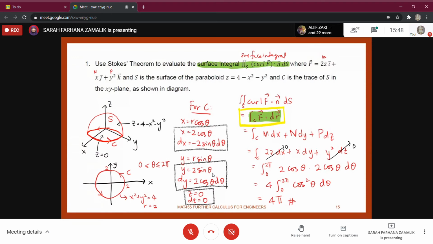Direction dia mesti counterclockwise. Dia sama lah konsep macam Green's theorem itu. Green's theorem direction pun sama juga, counterclockwise. And it must be a closed curve. Okay, jangan confuse dengan Green's theorem pula. Green's theorem tu curve. Tapi dekat sini ada relationship between line integral C and also surface integral. So C kat sini, yes, that is your C.